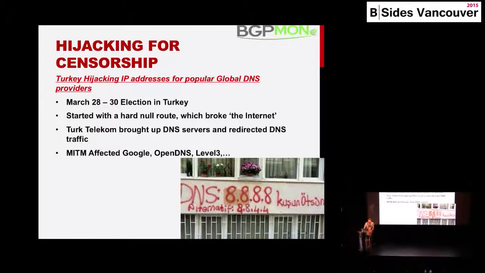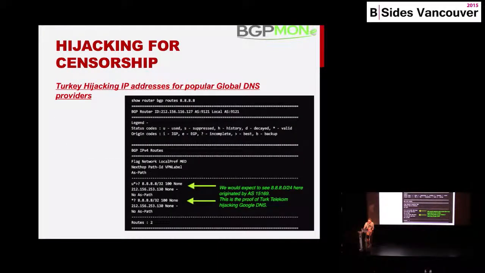And this is an example of that announcement. So they started to announce, for example, 8.8.8.8/32. This is a screenshot from when this happened. I took it. Normally if you want to go to 8.8.8.8, it's a /24 route. That's sort of the accepted minimum route you can announce. So that's the normal healthy route that we would be looking for, that I know Google really announced.